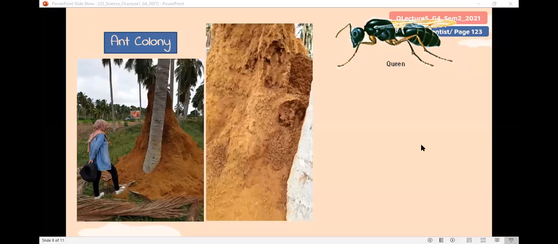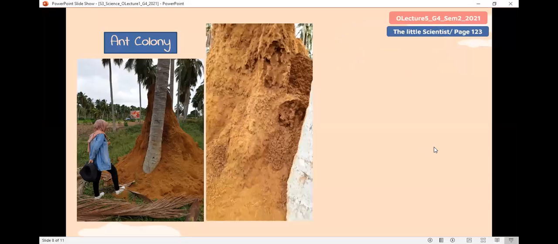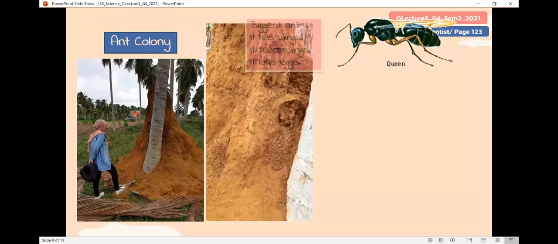In an ant colony, there is one queen. The queen is the biggest ant. It is the biggest one, and it has wings. The queen flies to find a male. It marries the male. Then it loses its wings and it goes for a place to build its colony. It loses its wings and starts laying eggs.